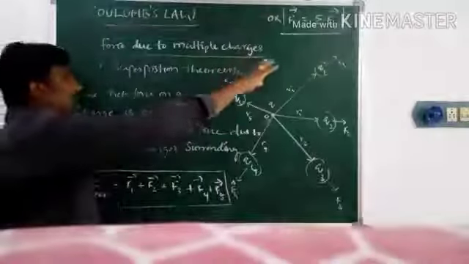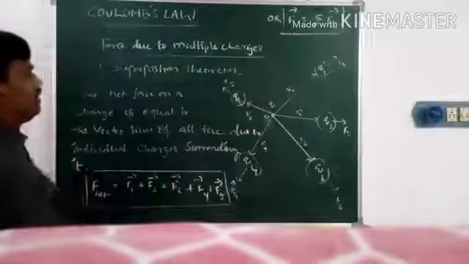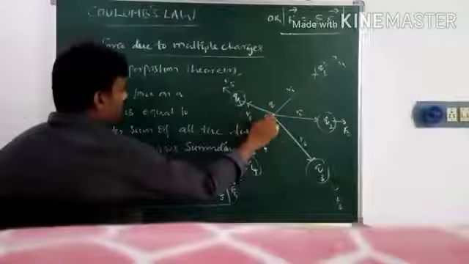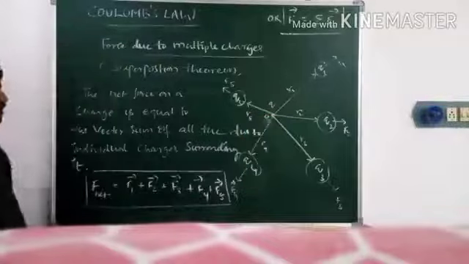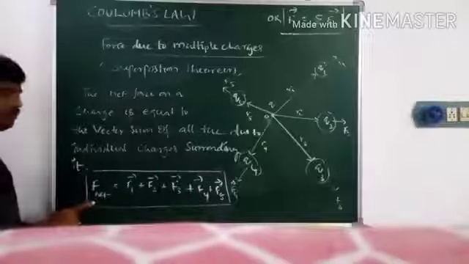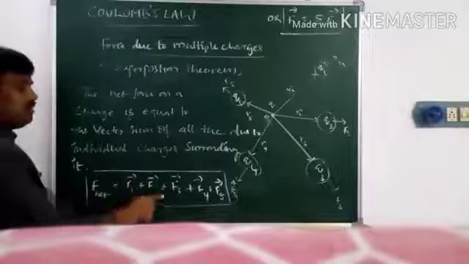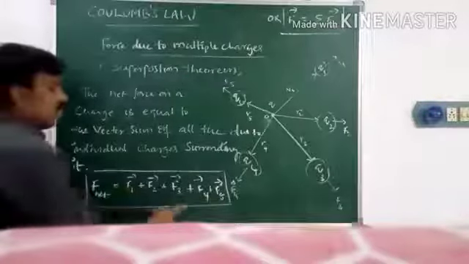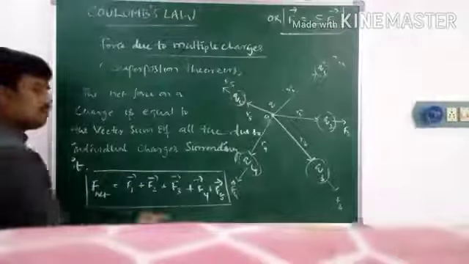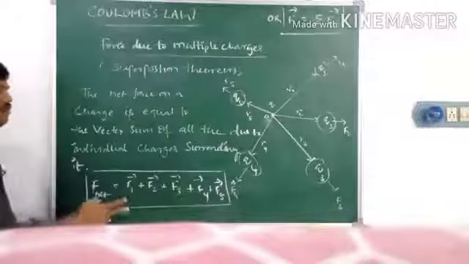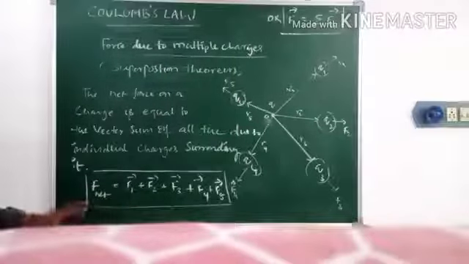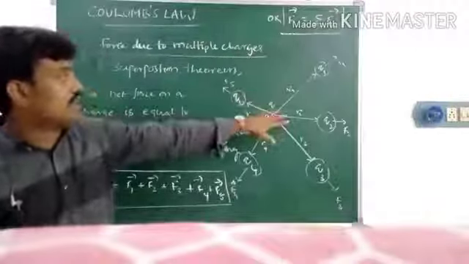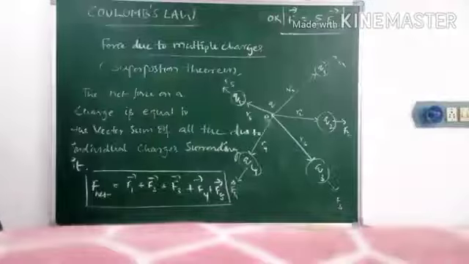So then, if you want to add all these forces vectorially, that will be the resultant force that is going to act on Q here. So we can write F net equals F1 bar plus F2 bar plus F3 bar plus F4 bar plus F5 bar. This sum is a vector sum. We are going to add them vectorially so that we can find the net force acting on this particular charge Q, which is present at point O.